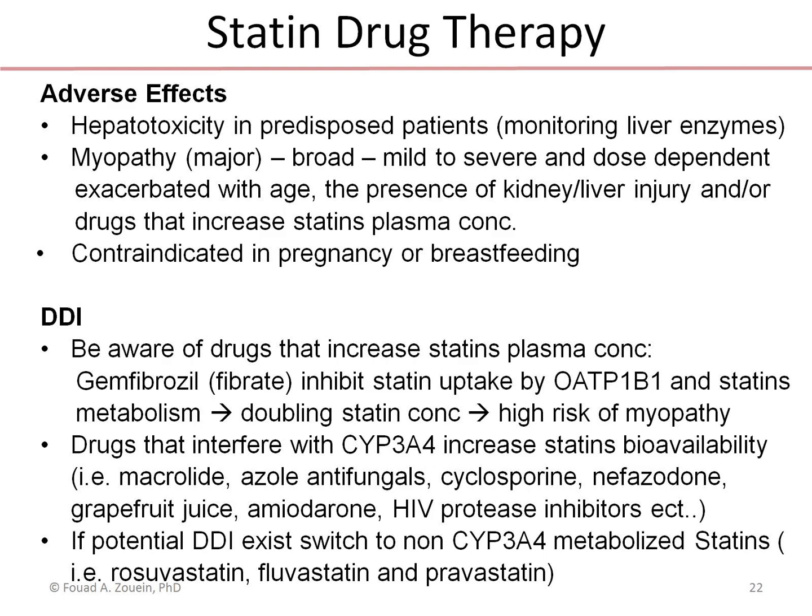One of the drugs, gemfibrozil, is a fibric acid derivative. It's actually a non-statin drug that we're going to be talking about later on in this lecture. It inhibits statin uptake by OATP. We said earlier that OATP is the transporter that takes statins into the liver to be biotransformed. So if you inhibit OATP, statins will not be taken up by the liver. This will double statin concentration, and you're going to have a high risk of myopathy.